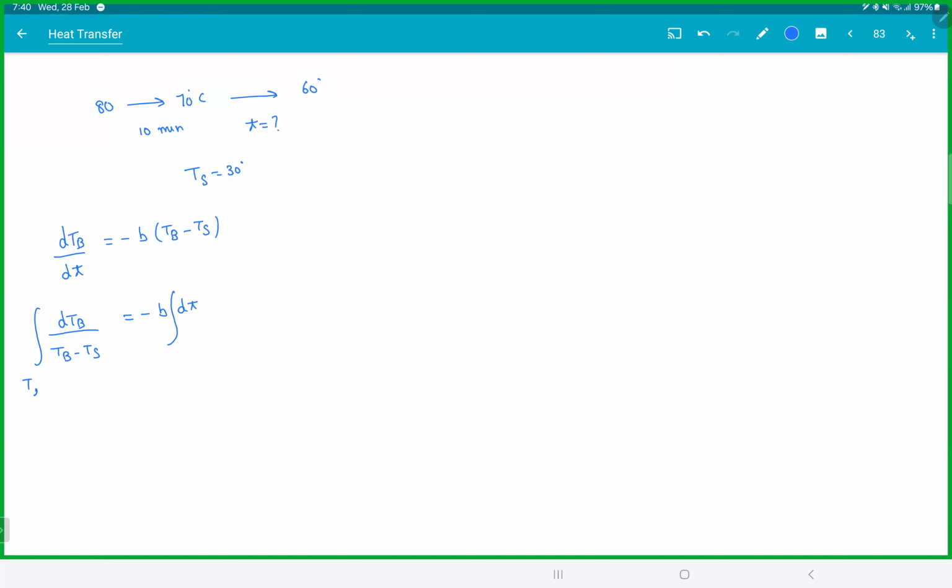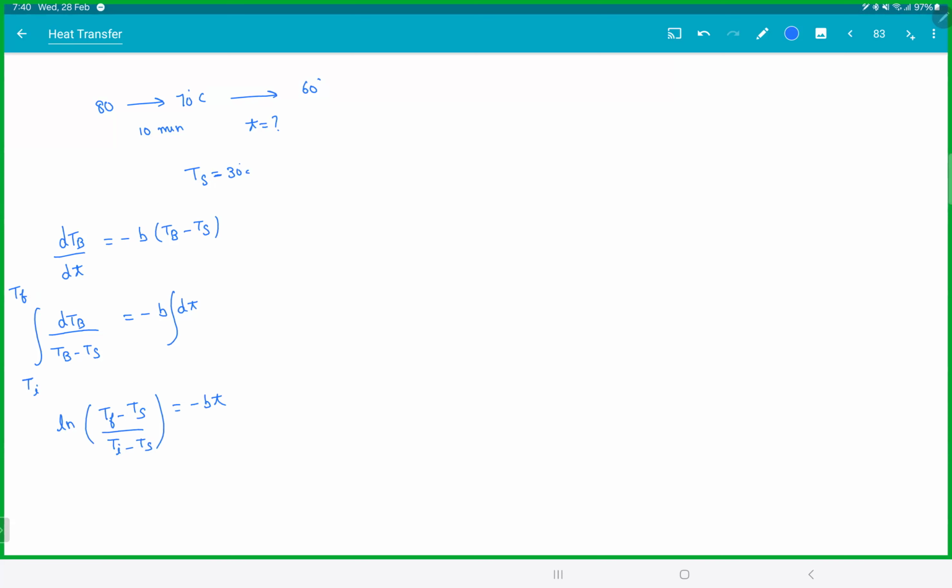Integrate. So this will be from T initial to T final. Here, remember, TS is constant, TB is variable. So this will be ln of TB minus TS. So that will be ln of (T final minus T surrounding) by (T initial minus T surrounding) is minus BT. This is your general formula.